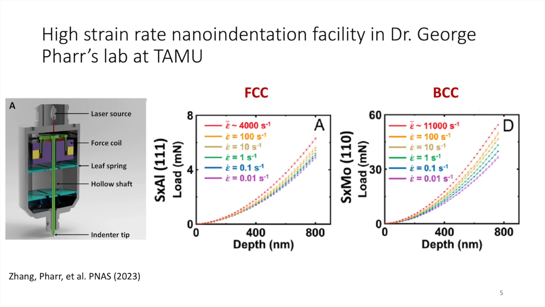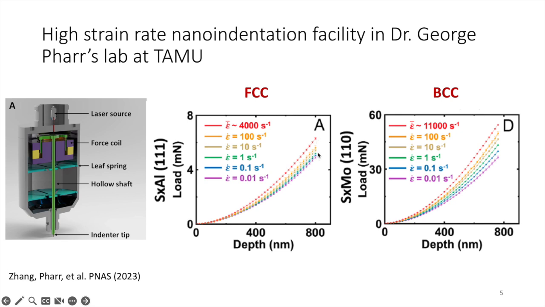The figure in the middle that you can see here is a depth load plot. And in all the tests, they stopped at the same depth. The model system is a 111 aluminum single crystal. As the strain rate increases, the load to achieve the same depth also increases. What this tells us is at a higher strain rate, the hardness is higher.